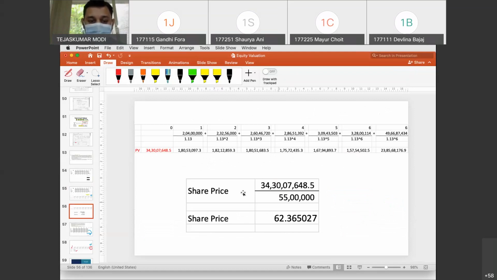And what is the share price today? The present value today is 34 crore 30 lakh 7,648.5. We have 55 lakh shares in the market today. The share value based on this approach is 62.365027. Now, guys, this is important. Understand, sometimes companies would like to know whether the shares are overvalued or undervalued, right? So by capturing the value using some model, the model that the company believes is the right model for them, they will then compare that with the share price.